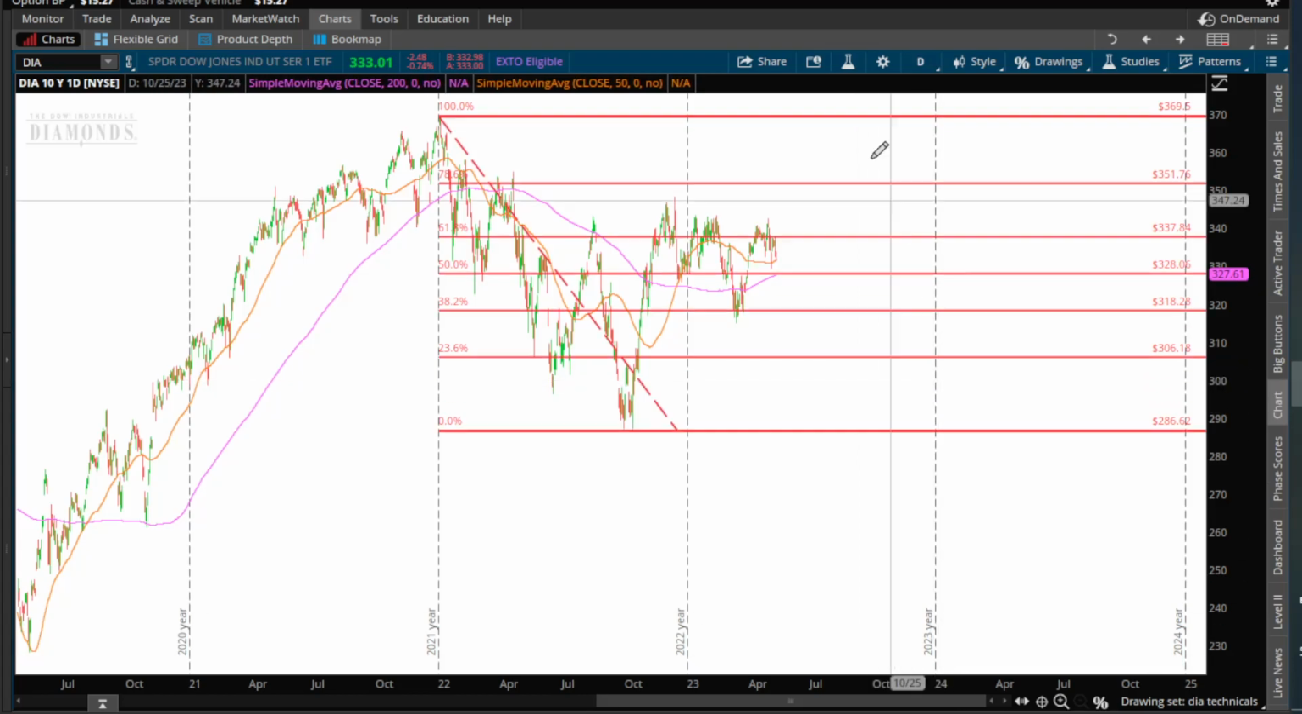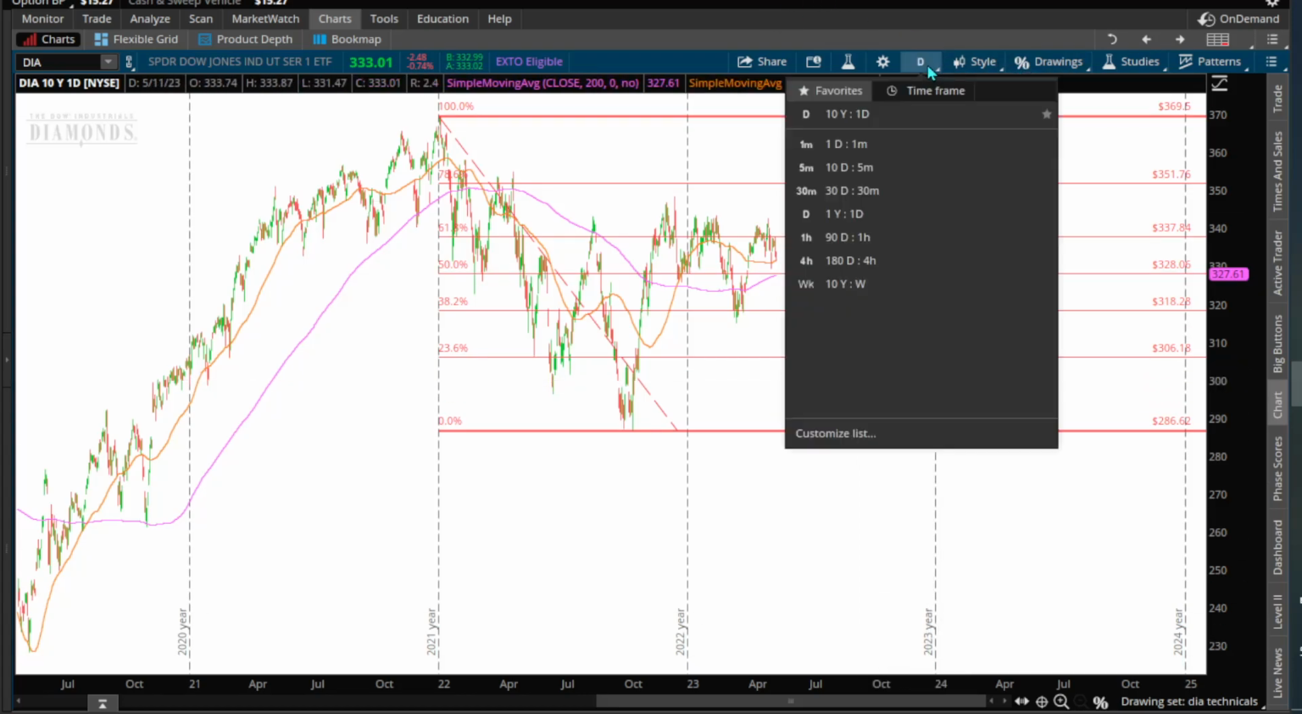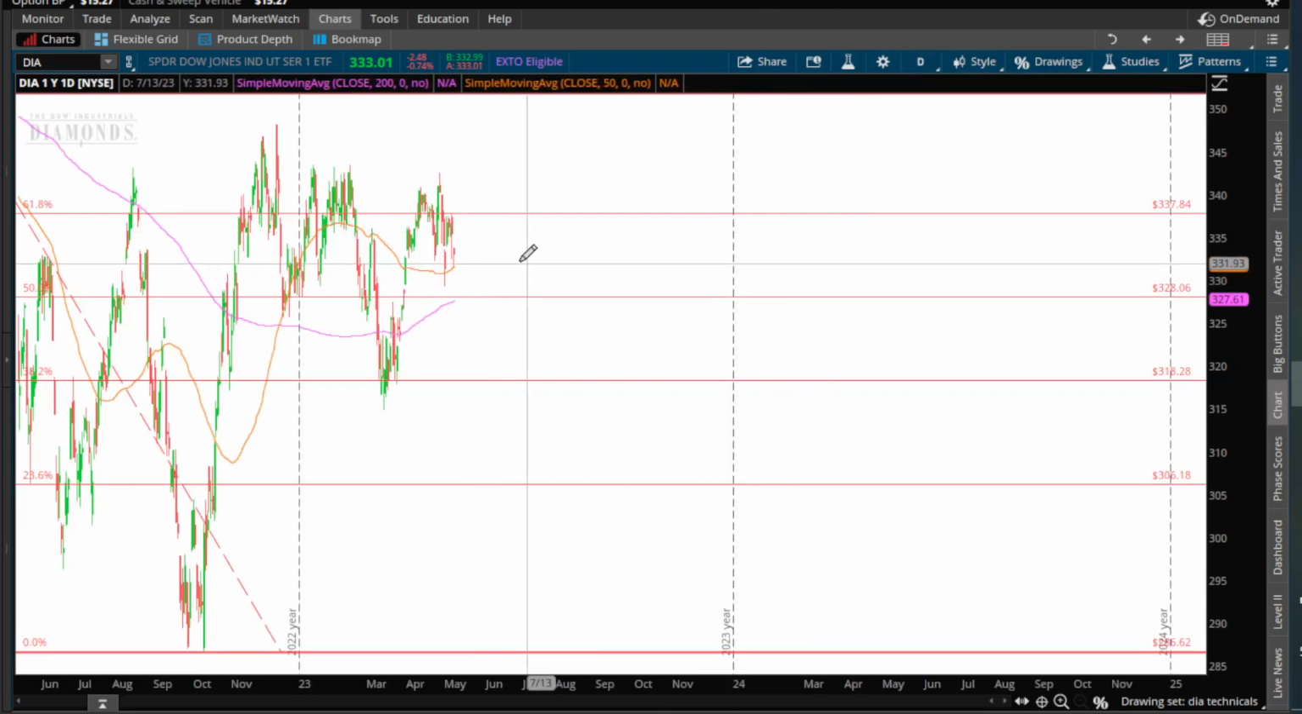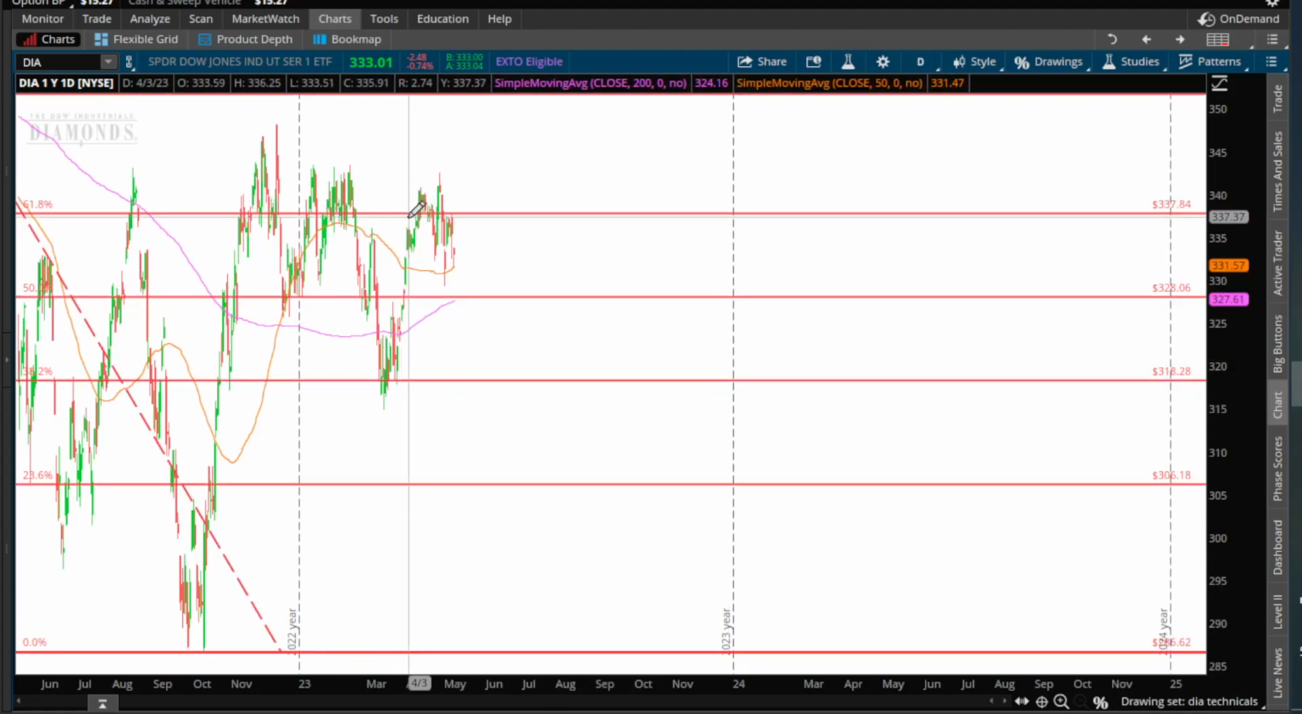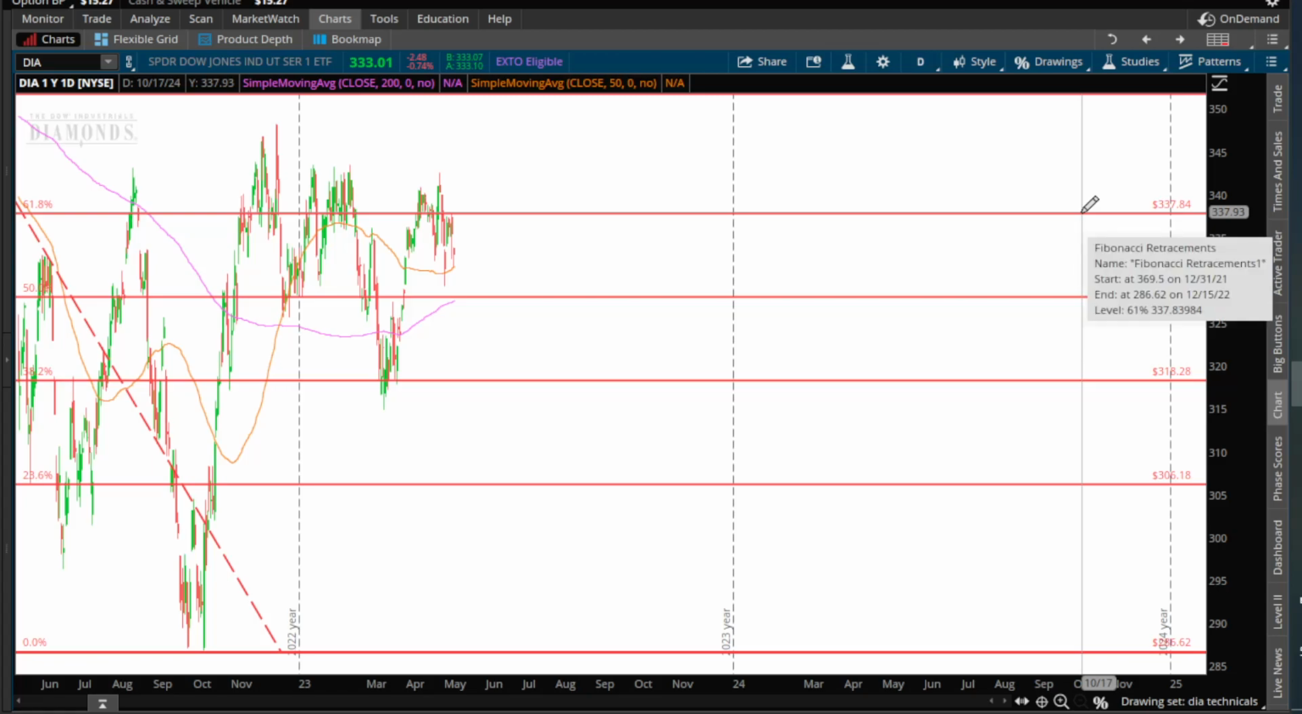Click OK. And then we're going to go over to the 1 year, 1 day, so we can see this a little bit closer. And right here, you can see that we're having some resistance right around that 337.8. And that is at the 61% retracement level.